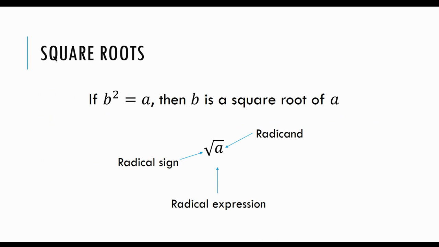So just a quick reminder of square roots. If b squared equals a, then b is a square root of a. So just a couple of vocabulary words to refresh our memory. That whole entire term would be a radical expression. The radical sign is going to be that symbol here, and then the radicand is the term that's underneath that radical sign.